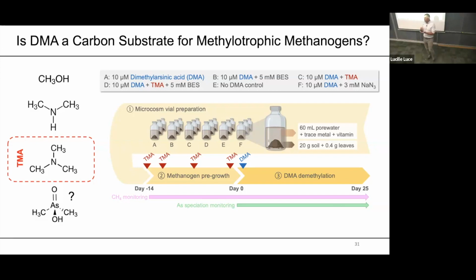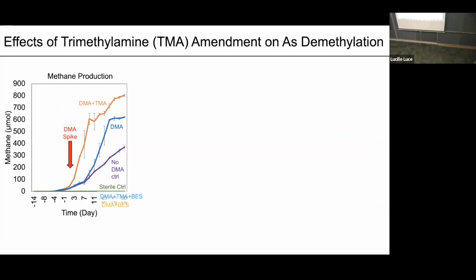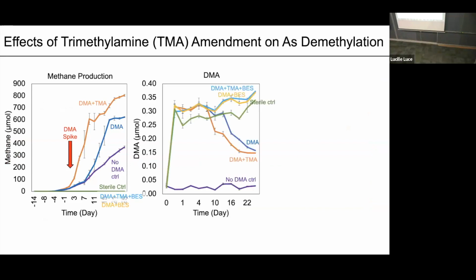test whether stimulation of methylotrophic methanogenesis could lead to enhanced demethylation of DMA. So we grew up this methylotrophic methanogenic community by adding TMA periodically. Once we saw an increase in methane production, we called this day 0. Dimethyl arsenic was spiked, and then we monitored DMA demethylation, and we also took mRNA samples periodically to look at expression. And I'm really running out of time.